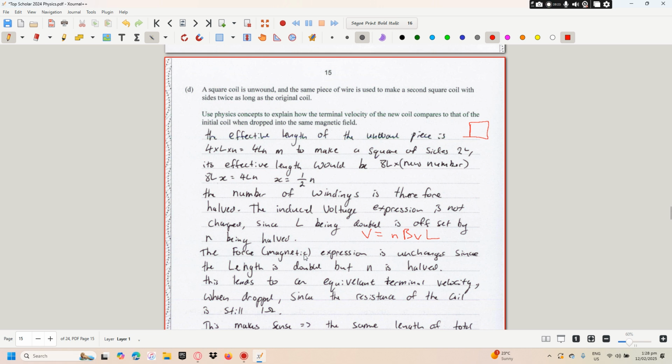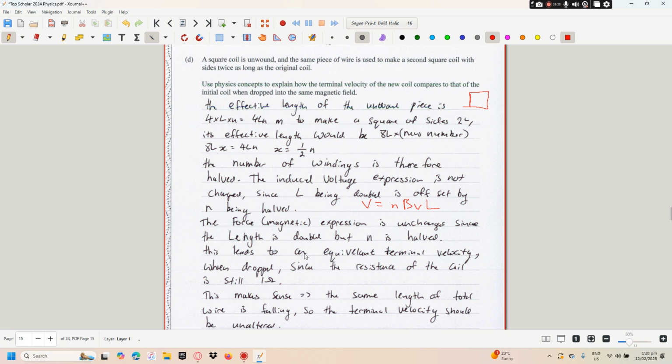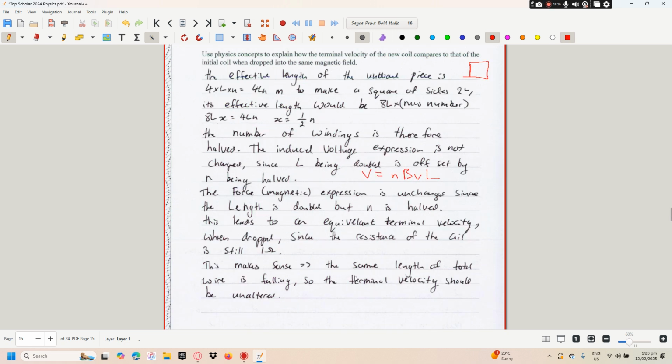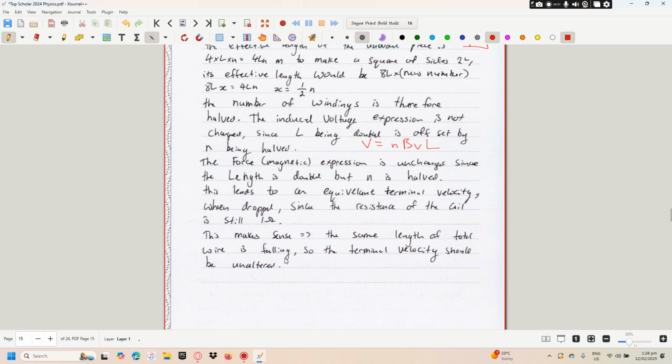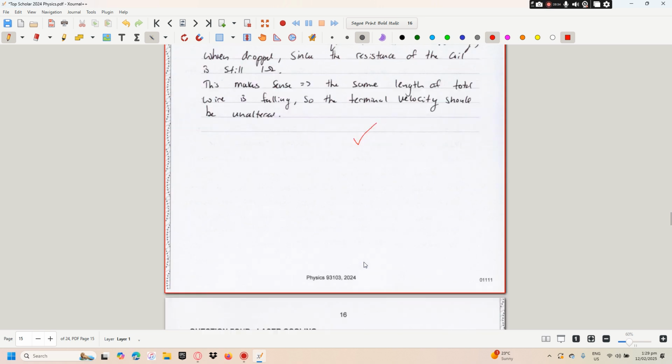This leads to an equivalent terminal velocity when dropped, since the resistance of the coil is still 1 ohm. And this does make sense. The same length of total wire is falling, so the terminal velocity should be unaltered. So that's all very well and good.